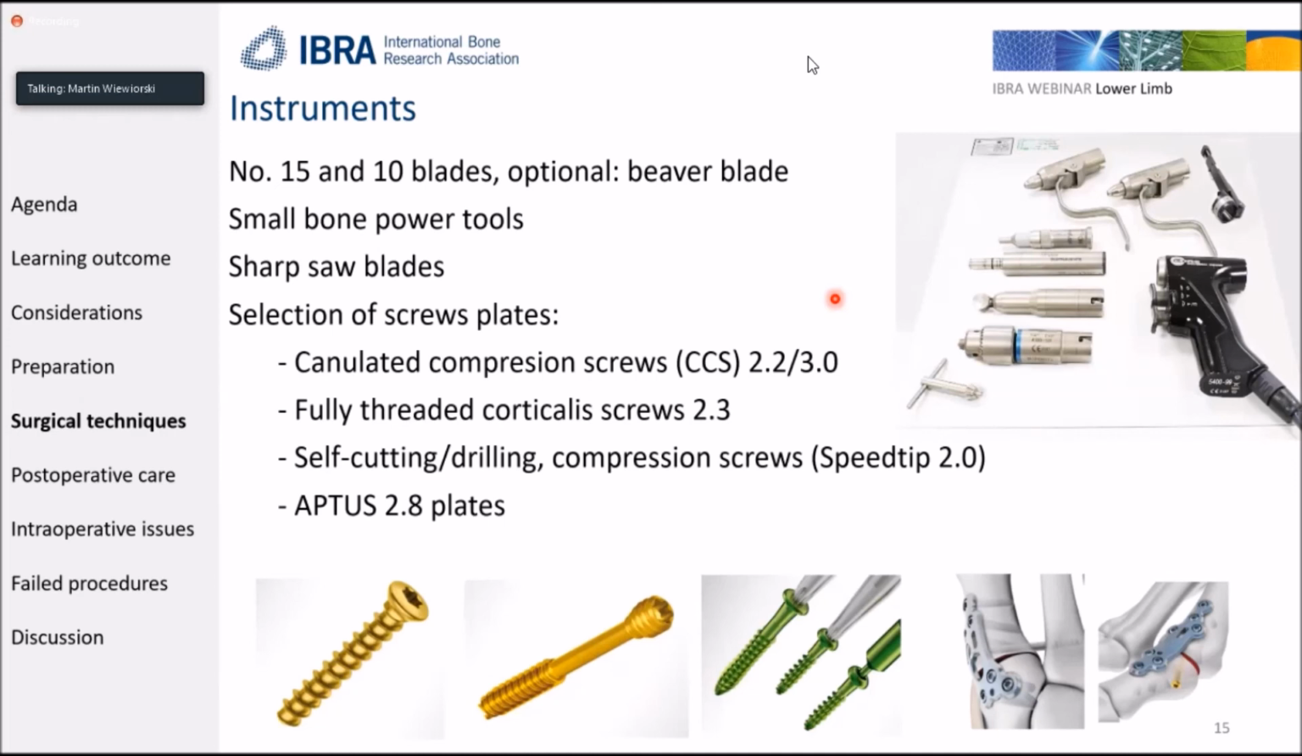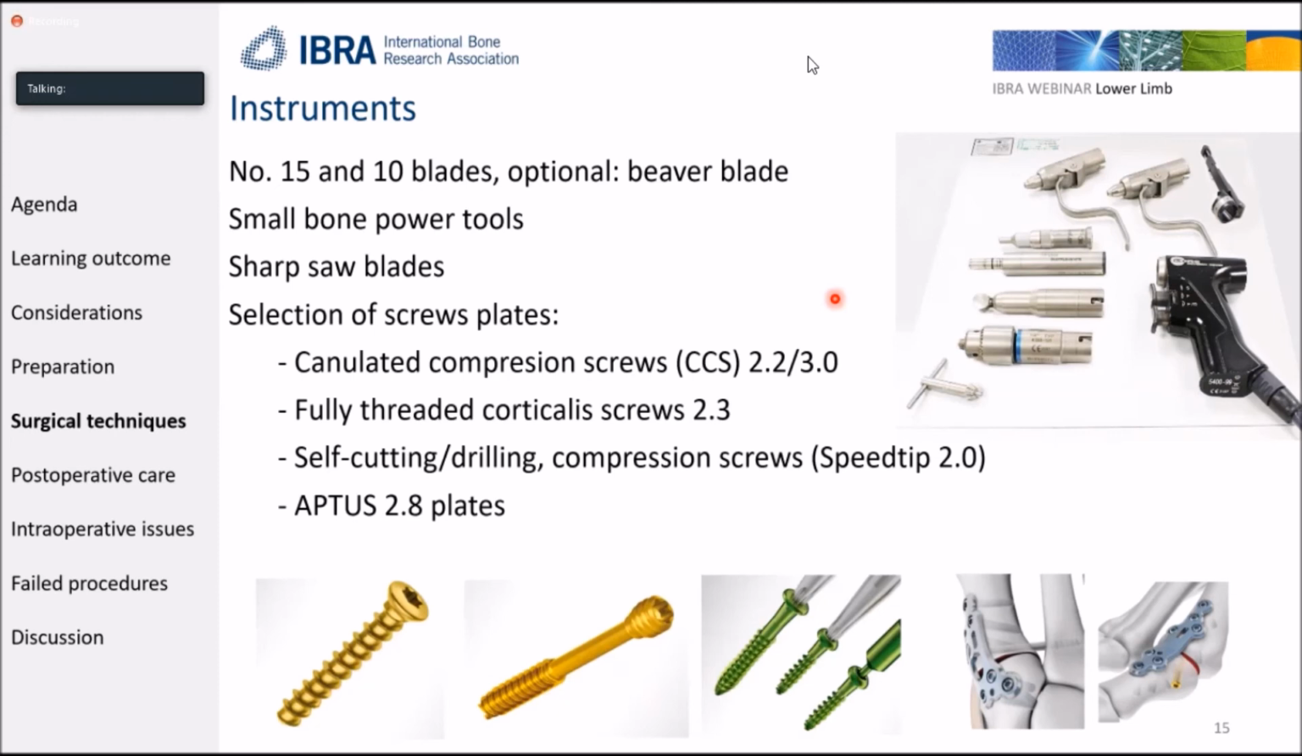This is what I'm using to fix basically any kind of Hallux valgus surgery. I personally am using the implants by the company Medartis, which is a Swiss-based company in Basel. What I need is usually cannulated compression screws, which are the CCS screws, either size 2.2 or 3.0. I also use regular fully threaded cortical screws size 2.3, but I also use small self-cutting, self-drilling compression screws, especially for the lesser rays.